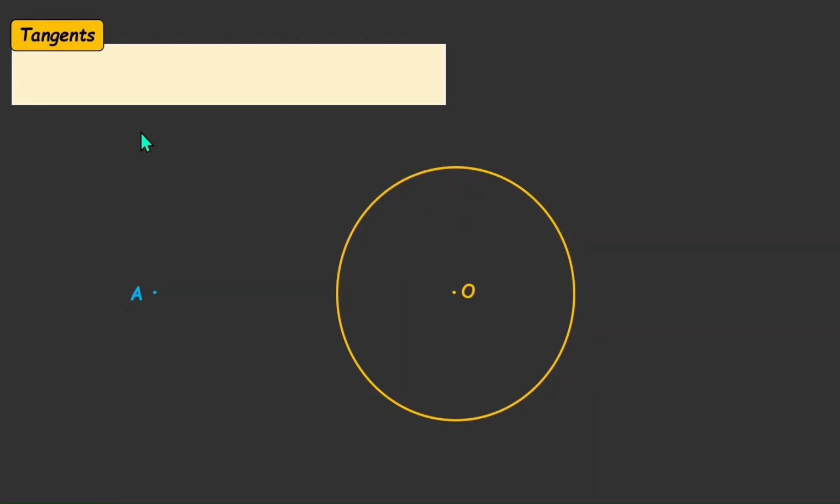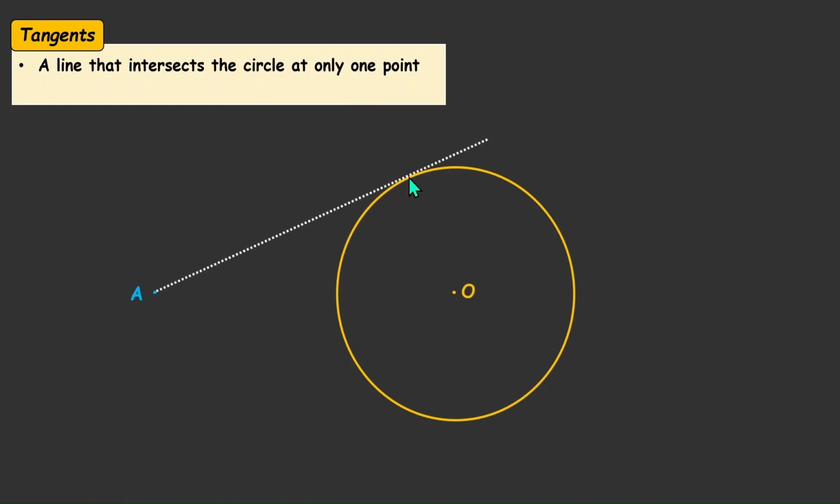Now what does tangents mean? Tangents are nothing but lines that intersect the circle only at one point. So a line can be constructed like this here, and as you can see, this is the only point that it touches the circle, and that is, let's say, T.